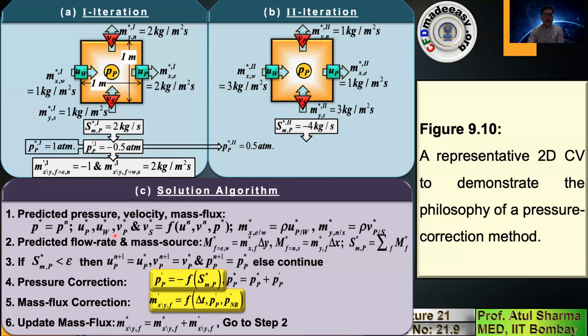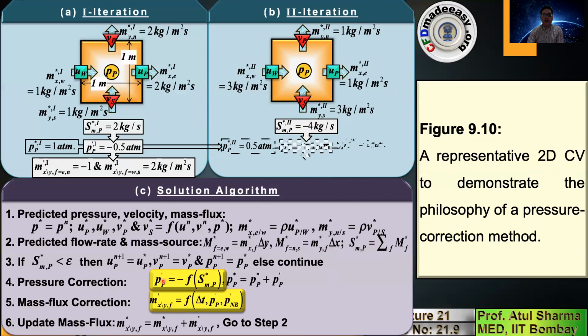So when you go to step 2, you first calculate the mass flow rate and the mass source, which earlier was plus 2, and now in the second iteration it is minus 4. Then you go to the next step. The next step says if the mass imbalance is less than convergence tolerance or close to 0, which is not the case here. So we will continue. Then we will use this mass imbalance on the right hand side and we'll obtain the pressure correction.